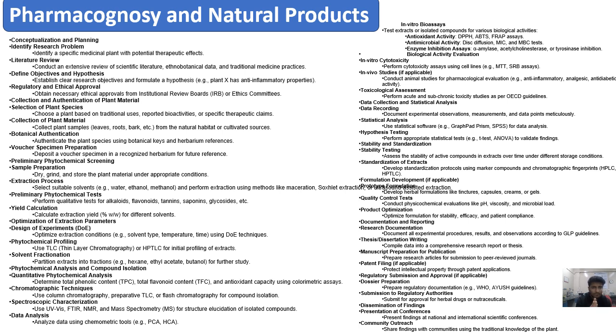Then moving on to the next subject, which is pharmacognosy and natural products. So the first steps remain the same: literature review, gap analysis, regulatory approvals. Now what changes is the collection and plant material selection. So you have voucher specimens, right? Some people call it herbarium as well. So there is a particular voucher specimen that is recognized for future reference.